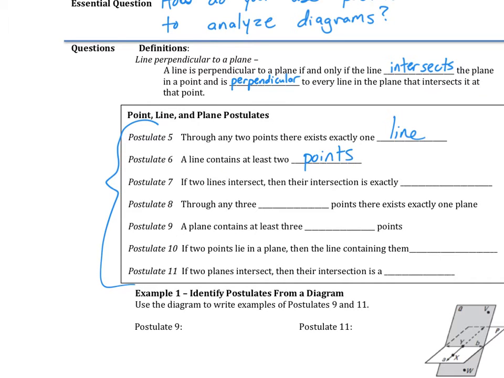So basically, if there's a line, then there's at least 2 points in that line. Postulate 7, if 2 lines intersect, then their intersection is exactly 1 point. Eight, through any 3 non-collinear points, there exists exactly one plane. And I think I spelled that wrong. There's 2 L's, but we'll go with it.